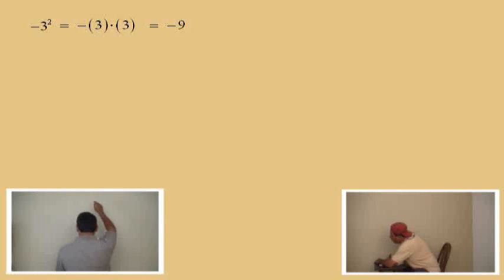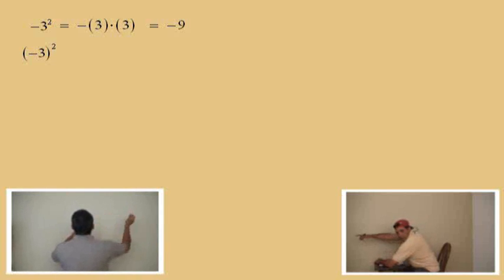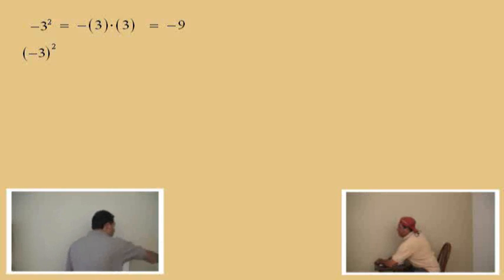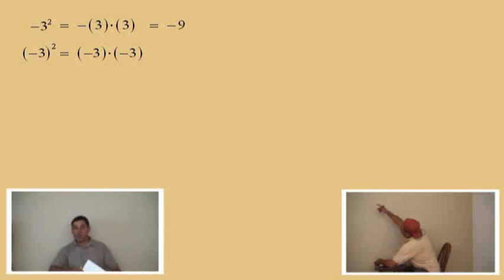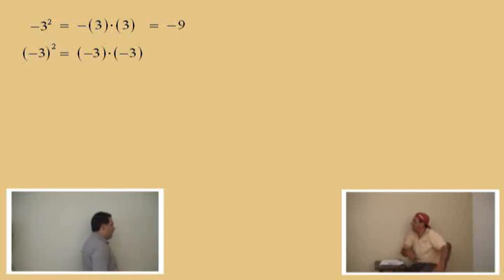Now let's look at this one. You see here, Charlie, in the parentheses is a negative 3, which means the base is the negative 3. Since you have a negative 3 being squared, that means negative 3 times negative 3. And when you multiply a negative times a negative, you get a what, Charlie? Positive 9. Positive answer. That's right. So there's a difference there.